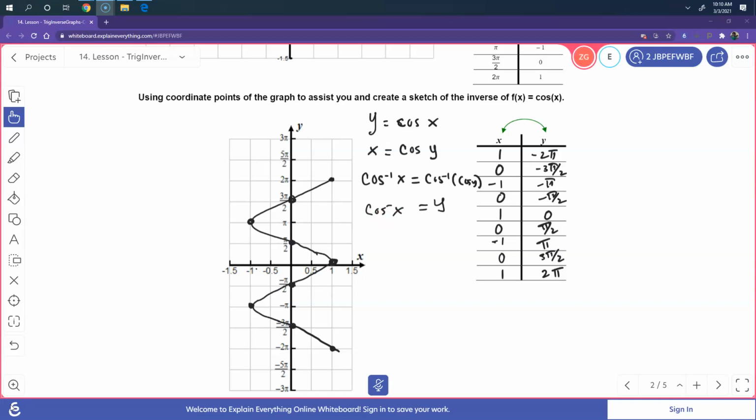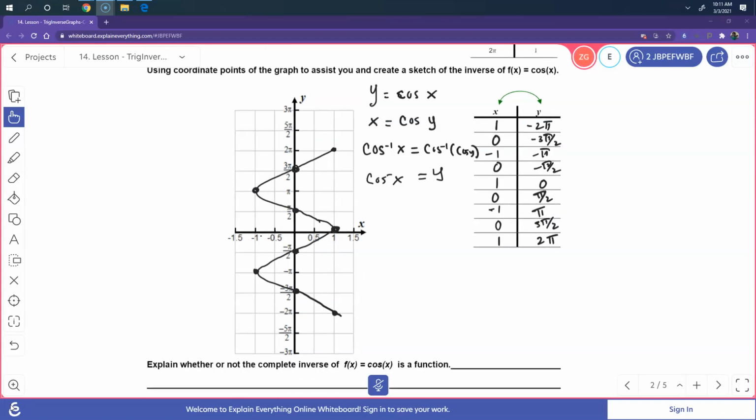Now, at this point it says explain whether or not the complete inverse of cosine is a function. We would say it's not a function because it fails the vertical line test. It fails.